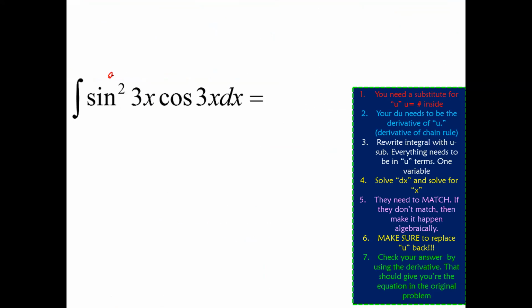If you look at this right here, another way of writing this is sine 3x squared. That 2 just goes up there. Generally, the chain usually happens inside the square root or inside the parentheses. So I'm just going to let u be sine 3x. And then du, which is the same thing as u prime, the derivative of u, is going to be cosine 3x times the chain of 3x, which is 3 dx.